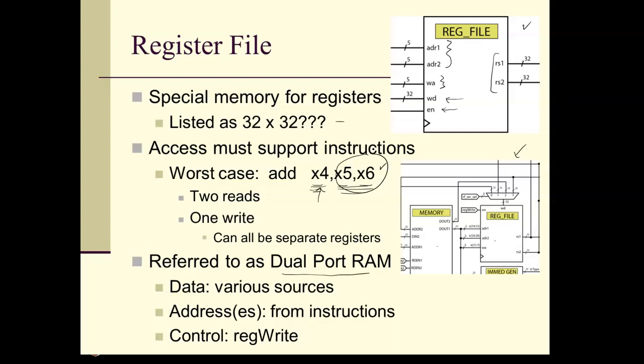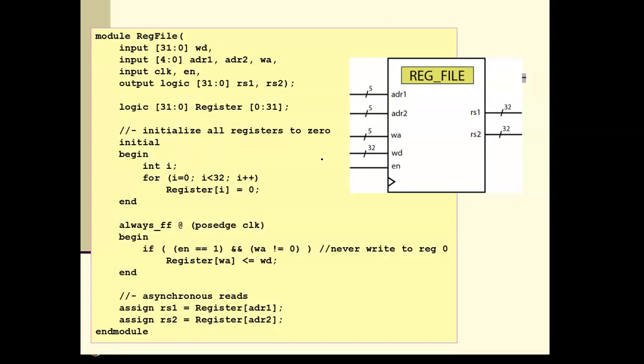So the data on this is this input data here and output data. The controls are, we'll say a clock and the enable, and then we have three addresses. Two of them are read addresses and one of them is a write address, and as you'll see in a second, there are asynchronous reads and they're synchronous writes.